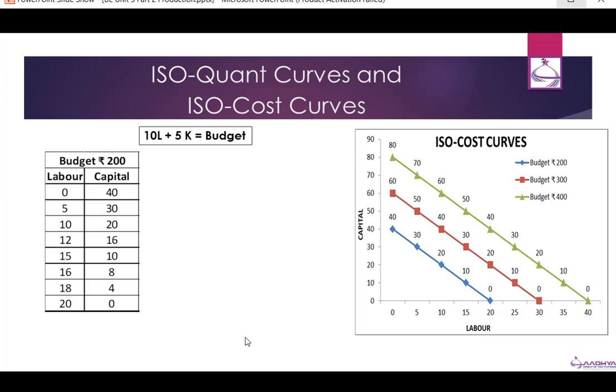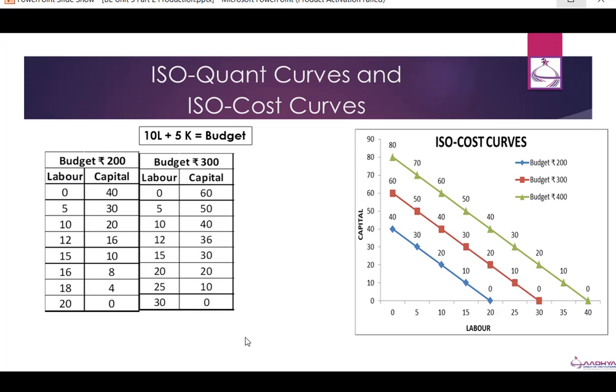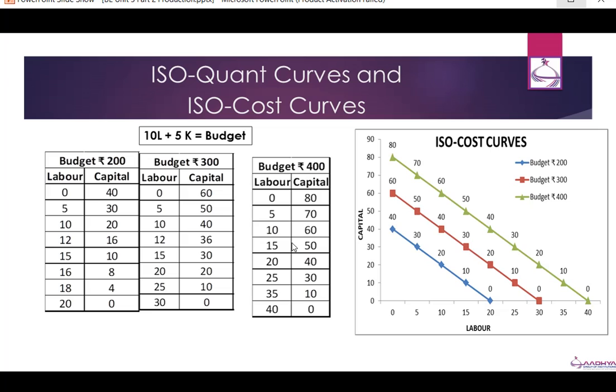Now the same thing when we draw an isocost curve for a budget of 300. Here you can see when he hires 60 units of capital, he can spend all of his 300 rupees on just capital and use 0 of labor. Or he can keep on increasing the labor he uses and decreasing the amount of capital he uses depending on the budget. Lastly, 400 rupees is the budget. You can see again various combinations of labor and capital which the producer can buy and use for production.